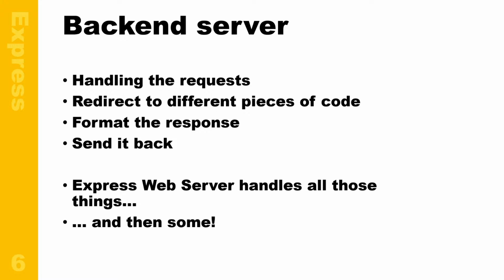We're going to be handling the requests. We're going to redirect to different pieces of code. What does that mean? If I call a specific route that says get user or get book, then I'm going to execute different code for that specific route, because I'm going to be getting books on the one hand and users on the other hand.